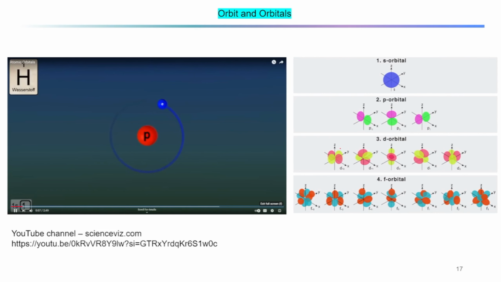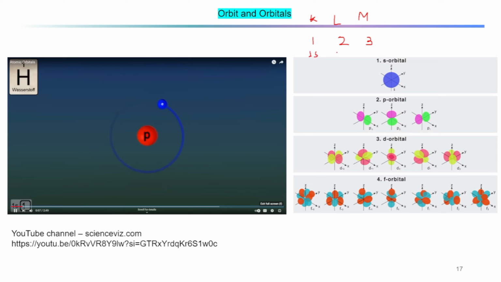So as we discussed, orbitals are the 3D space occupied by electrons where the electron density is maximum. Inside one orbit there can be different orbitals. For example, orbit number 1, 2 and 3, which are also known as K, L and M. In orbit 1 we have only one orbital, 1s.